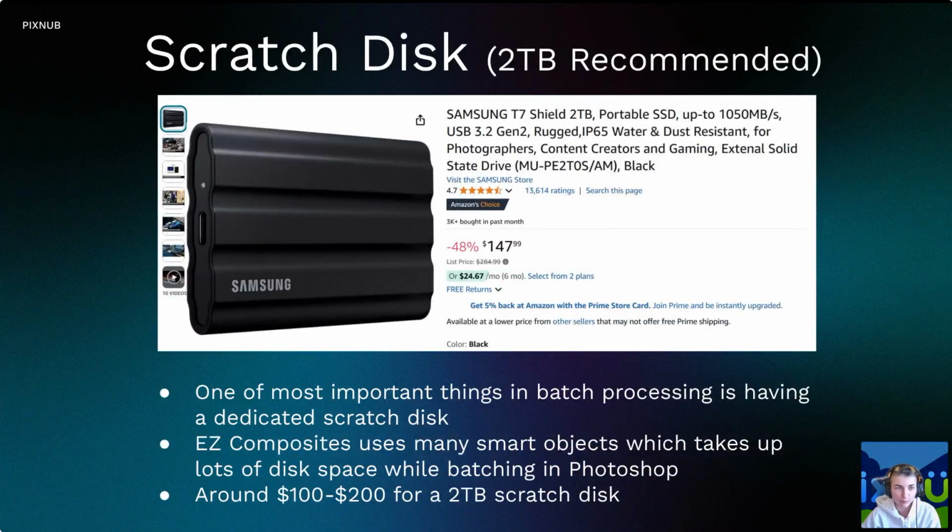And before doing any batching, we highly recommend getting a separate scratch disk, 2 terabyte is a good size. What happens is with the batch processing, it can eat up a lot of scratch disk space, especially with using the smart objects, which Easy Composites uses. So we recommend keeping a separate scratch disk from the operating system, and you can get this for $100 to $200.